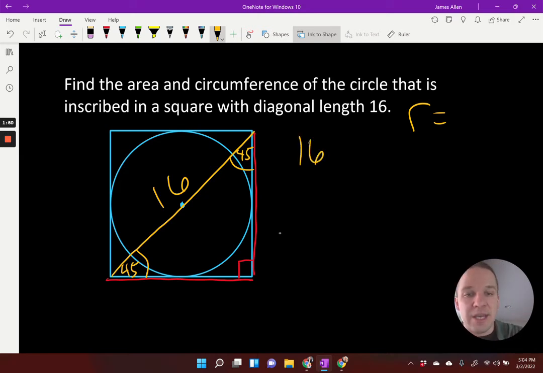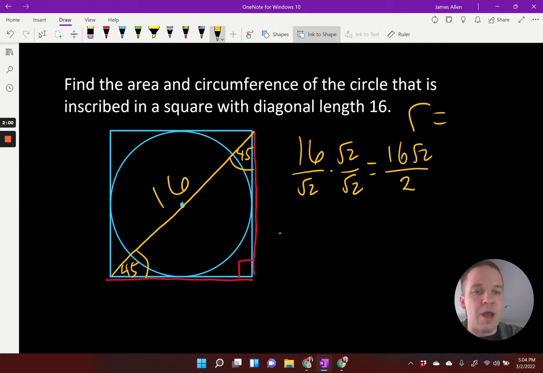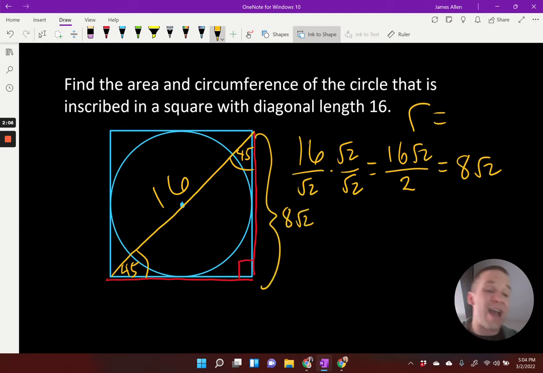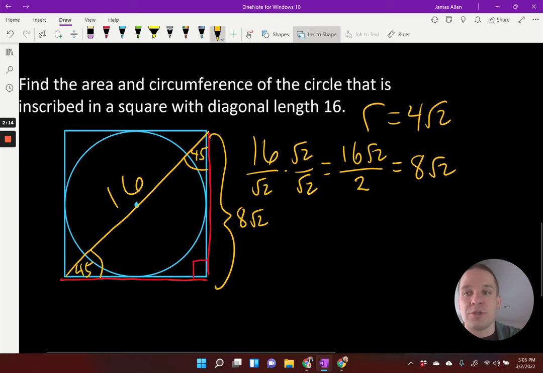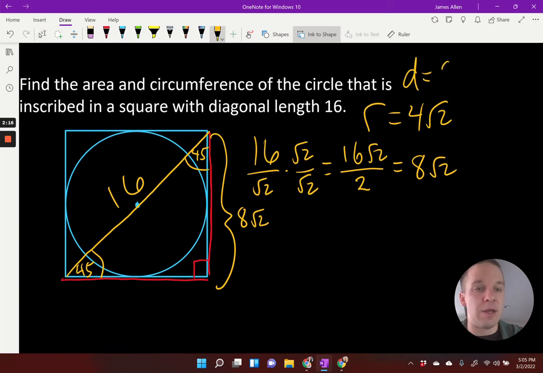I'm going to take 16 divided by root 2, and I'm going to rationalize that. The special right triangles, they never go away because they're so special, right? So that's going to be 16 root 2 over 2, which is going to be 8 root 2. That is this whole length right here, which is halfway across the circle. So my radius is 4 root 2. Okay. So my diameter is actually 8 root 2, which is still a useful number here, right? Diameter is 8 root 2. Radius is 4 root 2.